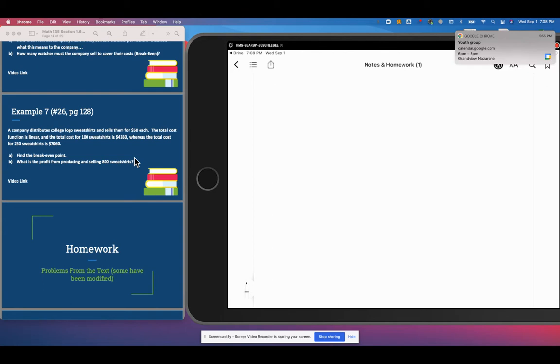Okay, so in order to find the break-even point, we need revenue and cost, or we need profit. Let's look at the information we're given again. It looks like we were given revenue and cost. So I'm going to write a revenue function and a cost function to get us started. They sell them for $50 each. And it costs the company a total of $4,360 for 100 sweatshirts, and for 250 sweatshirts it is $7,060.